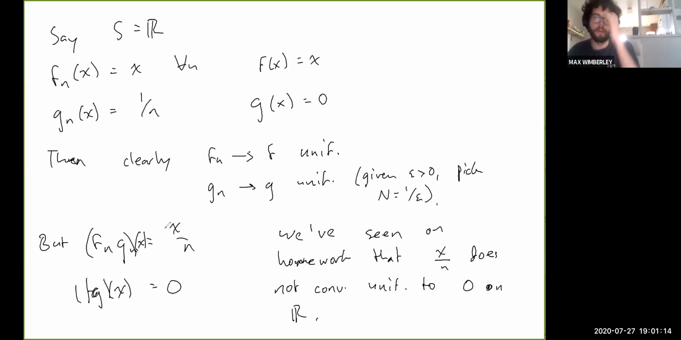Right, and hopefully that also makes sense, because if you just think about it, all you have to do is, if you take epsilon equals 1, for example, then for any n, if you just pick x to be bigger than n, then fn gn of x is going to be bigger than 1, even though fg of x is 0, right? So yeah, this definitely doesn't converge uniformly. Any questions so far?